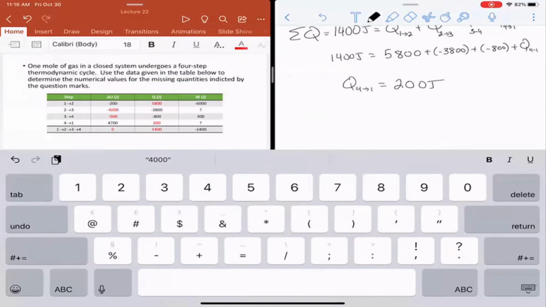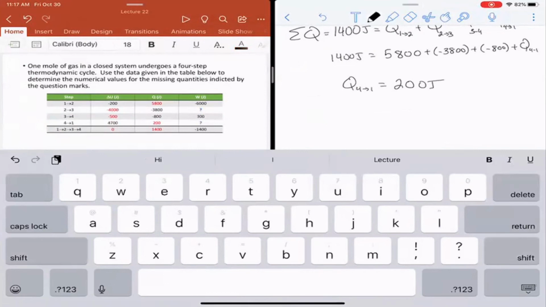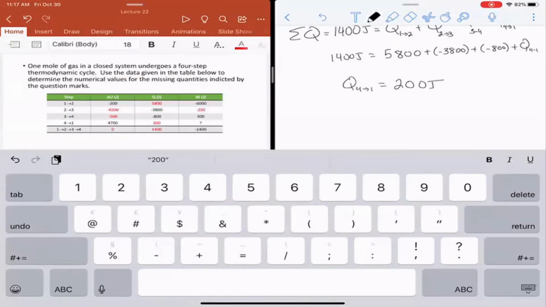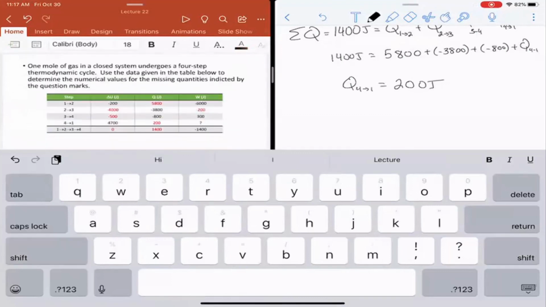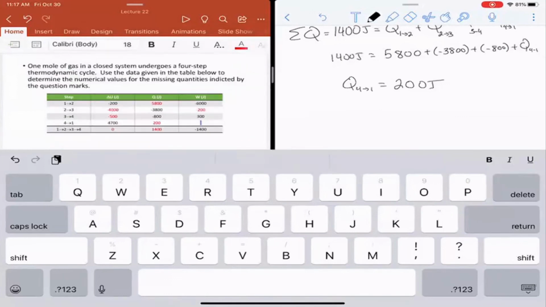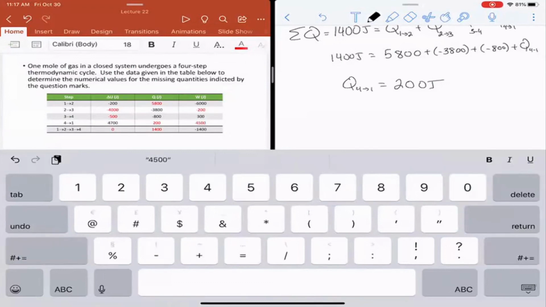And so now we just have the two work terms left to do, right? And we know that delta U is equal to Q plus W. So if the change in the internal energy from 2 to 3 is minus 4,000 and Q is minus 3,800, that means that this has to be minus 200, correct? And then the last one is the work in step 4 to 1, and we'll solve that the exact same way. We know that Q plus W equals delta U, and if Q is 200 and delta U is 4,700, we know then that this has to be 4,500, okay?